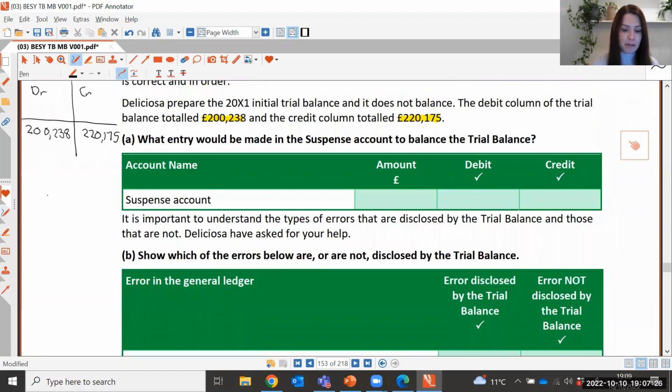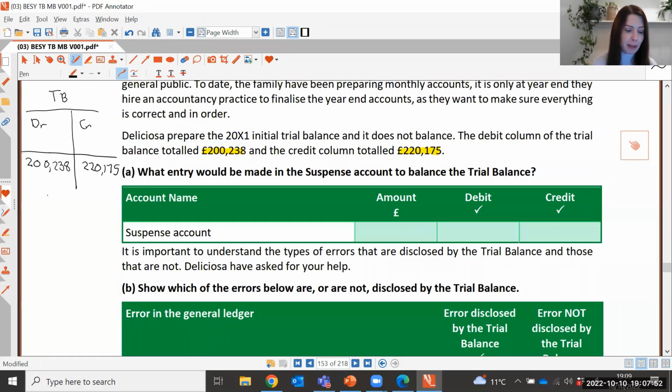And then part A of the task, it says what entry would be made in the suspense balance. Remember that a suspense account is used when the trial balance doesn't balance. It's temporary to make that initial trial balance balance until we've gone and looked back at our records and seen what errors have been made.